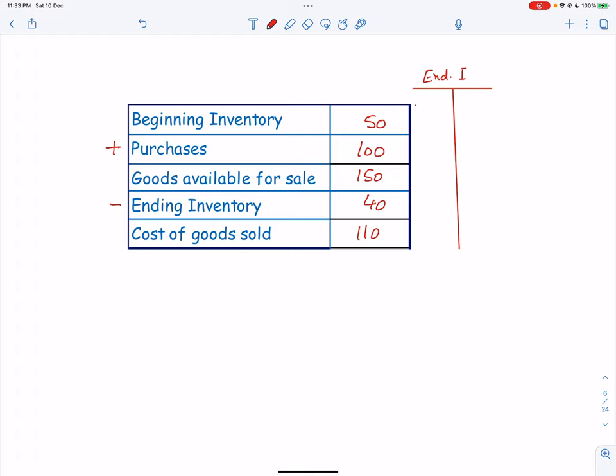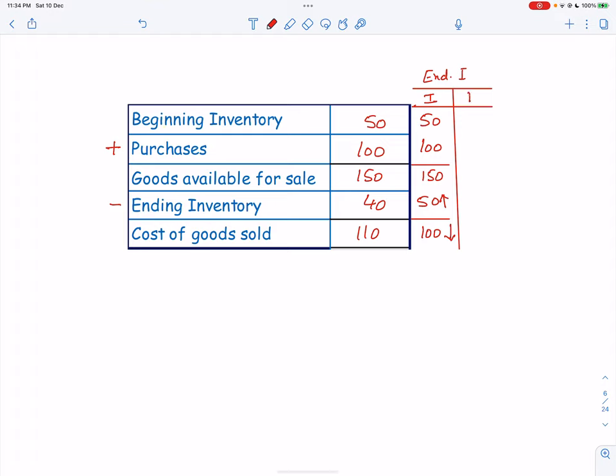We look into two situations. If the ending inventory increases, so suppose from 40 it increases to 50, the cost of beginning inventory remains the same, purchases remain the same, and the goods available for sale will be 150, and the cost of goods sold will be 100. That means the cost of goods sold has decreased when the ending inventory increases.